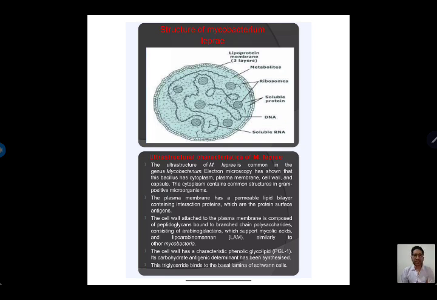The structure of Mycobacterium leprae: a lipoprotein membrane, metabolites, ribosomes, soluble protein, DNA and soluble RNA. The cell wall has the characteristic phenolic glycolipid. The carbohydrate antigenic determinant has been synthesized. The triglyceride binds to the basal lamina of the Schwann cells.